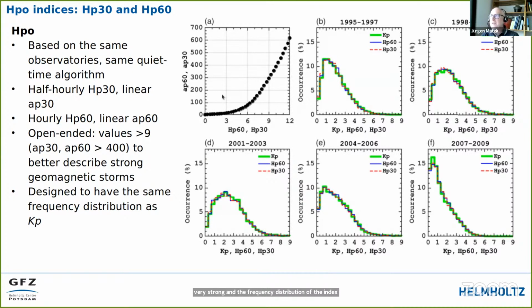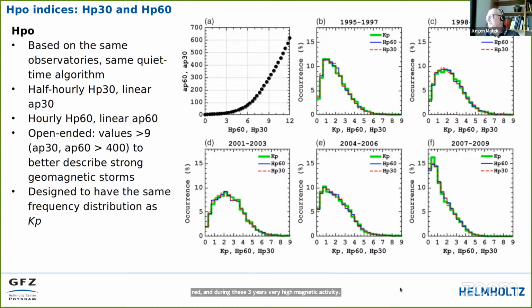So we designed our new indices in a way that they have the same frequency distribution as KP. And these are plots here showing always 3 years. They show, let's have a look here at 2001 to 2003, which was a year with a lot of geomagnetic activity. So here you have all 3 indices, KP in green, HP60 in blue, and HP30 in red at the occurrence rate. And during these 3 years, very high magnetic activity, all 3 indices have the same occurrence rate.